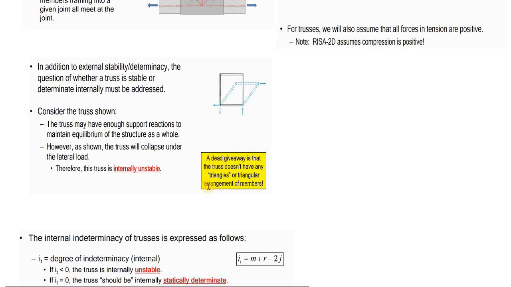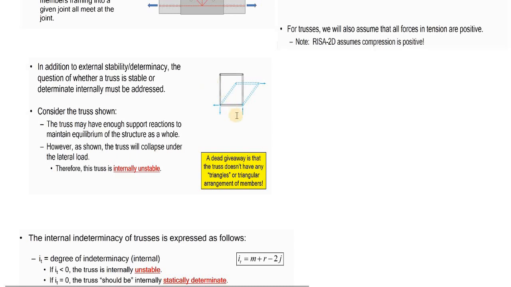This is where this statement comes into play. As you can see, a dead giveaway is that the truss doesn't have any triangle or triangular arrangement of members. So, because this truss does not have any triangular arrangement, if you take a look at this, it looks just like a rectangle. So if we just apply a load on it, it will deform freely.